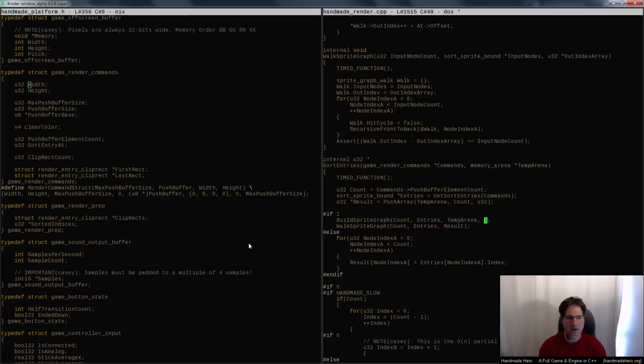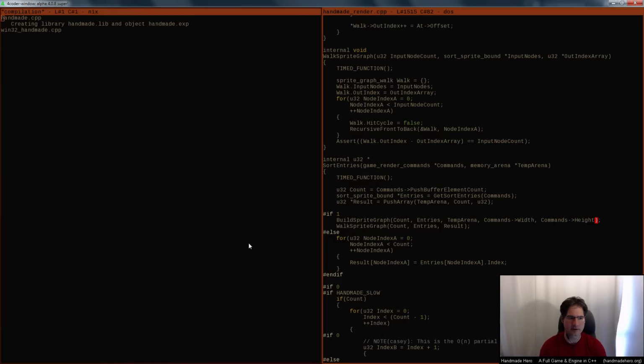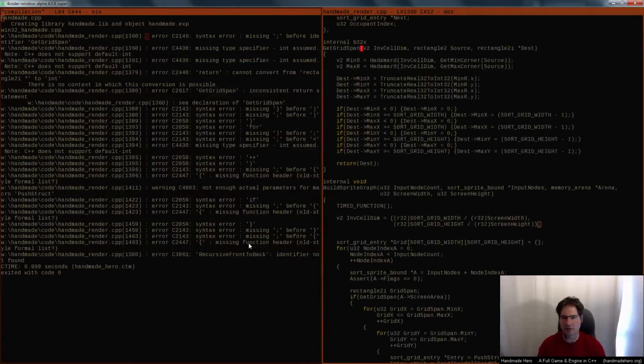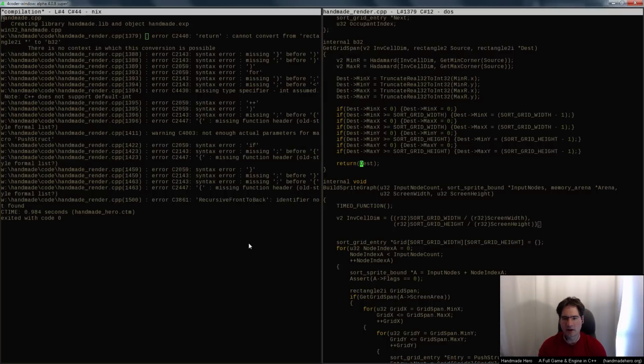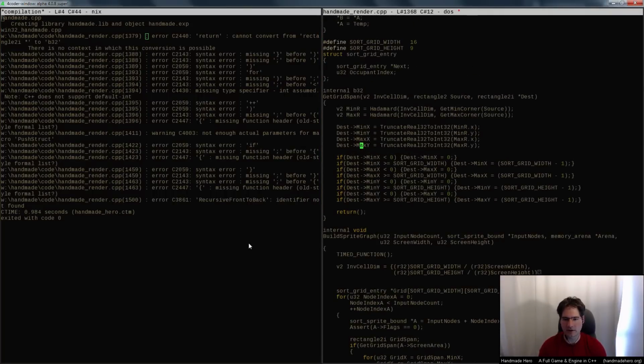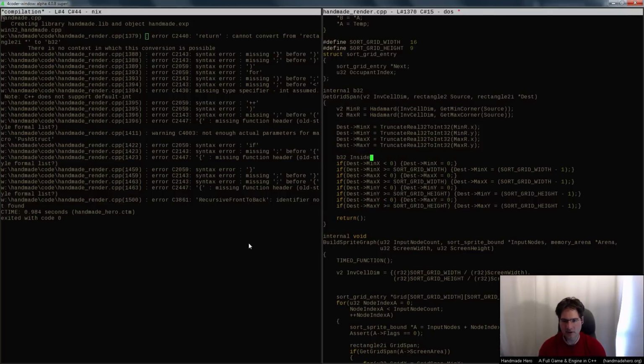Okay. So if I go to commands width and commands height, I build it. And let's see what else we got here. Syntax error, get grid span. Oops, I think we only have B32s here. And I agree with that. So what we want to do here is have a B32 that's like inside equals something.